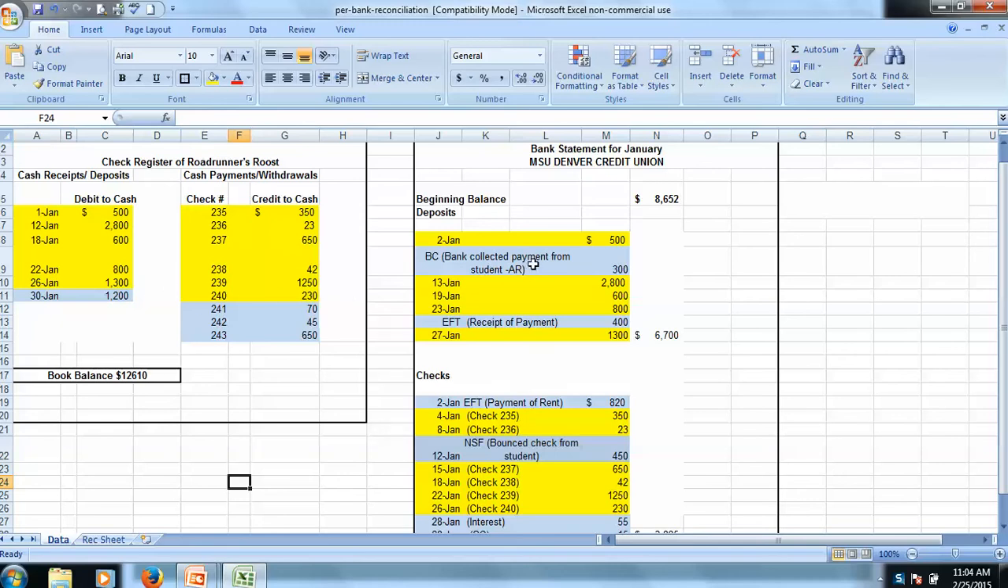Also, if you'll notice in the bank statement, there are transactions that are keyed with letters, types of withdrawals and deposits that are not yet recorded in our books. They've gone through the bank but are not recorded in our books. So what are they? The first is a BC, or a bank collection. Sometimes the bank will collect payments from us in our accounts receivable. We can have it set up where those payments are collected automatically by the bank.